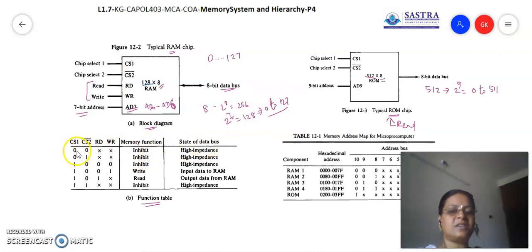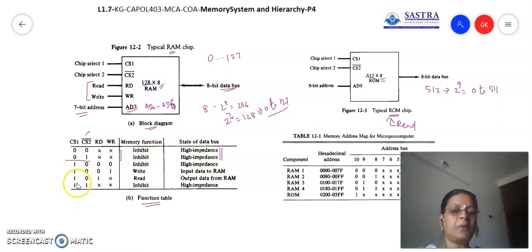If CS1 is 0 and CS2 bar is 0, we all know that if it is 0, the second line will be activated. Even if the second line is activated, if we are not going to do either a read function or a write function, that is, we are representing it as a don't care operation, then the memory function is inhibited. For both the cases, the memory function is inhibited. For this combination, nothing will happen. You are not going to do any read or write operation. That means the bus will be kept in the high impedance state, so you are not going to make use of the bus content.